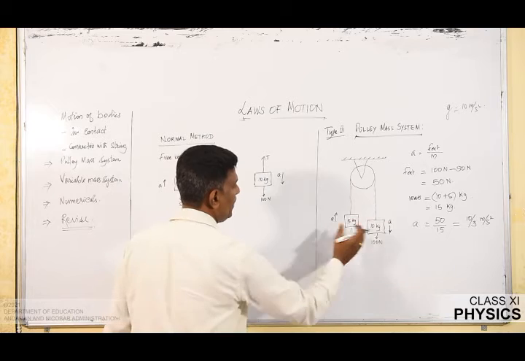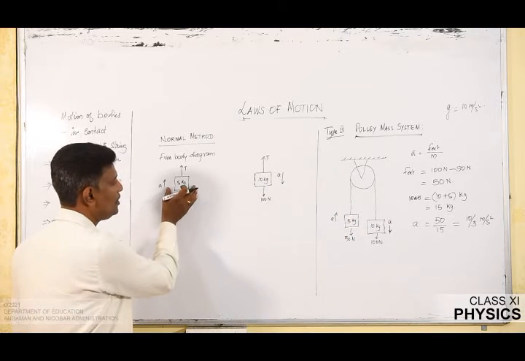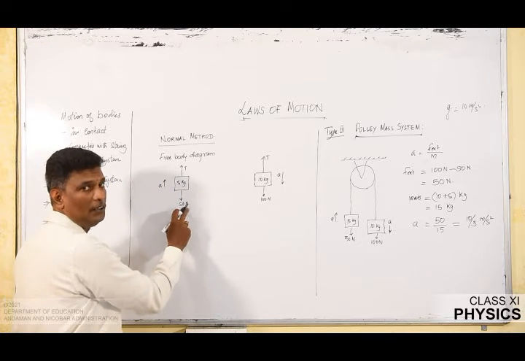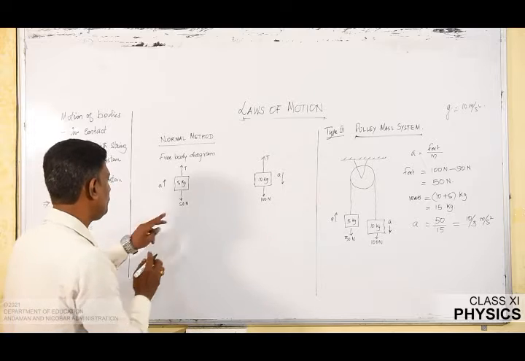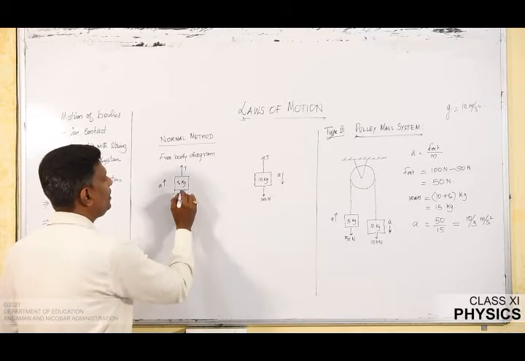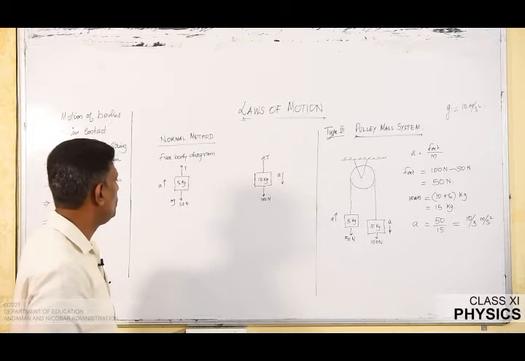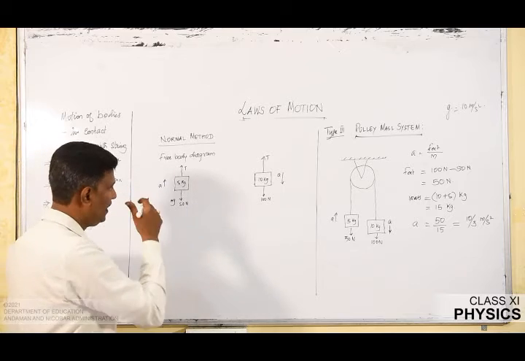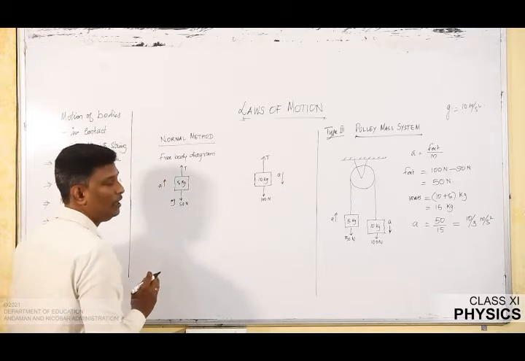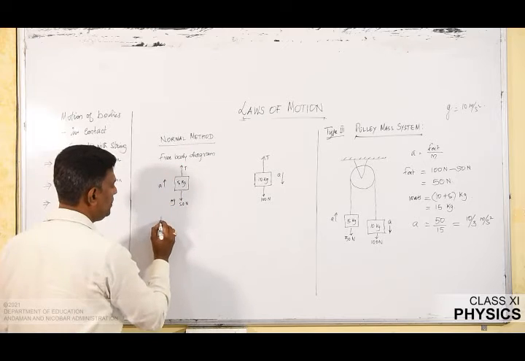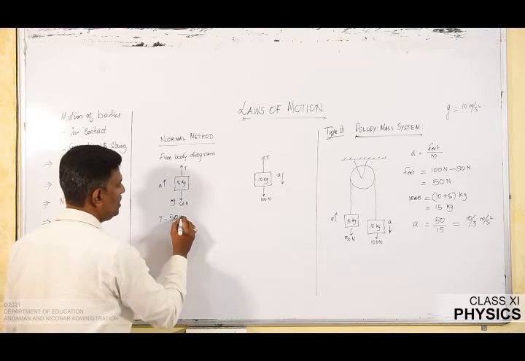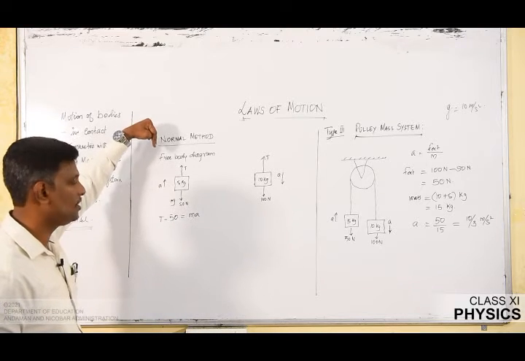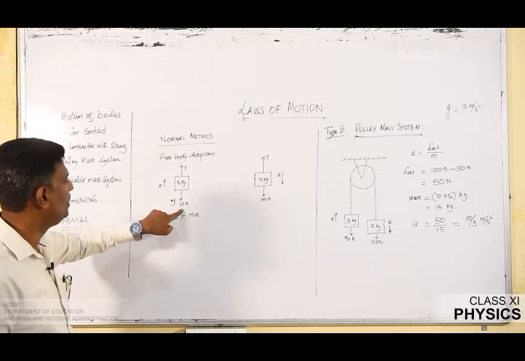Let us take the separated diagram. This is the 5 kg block, the downward force is 50 Newton, that is 5 into 10 Newton, that is 50 Newton, mg. And what is the tension? That is opposite to that. What is the direction of acceleration? It is going above. So since it is going up, we can write T minus 50 is equal to ma.